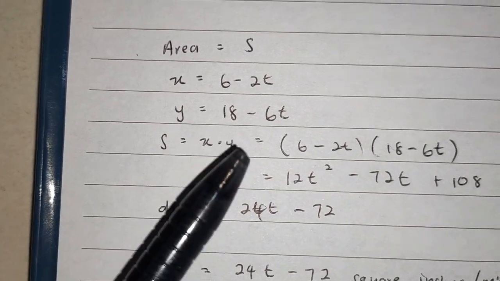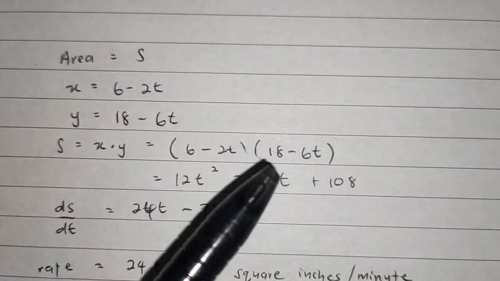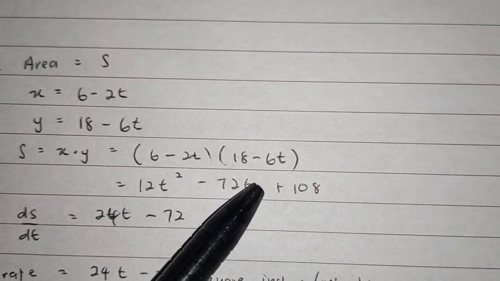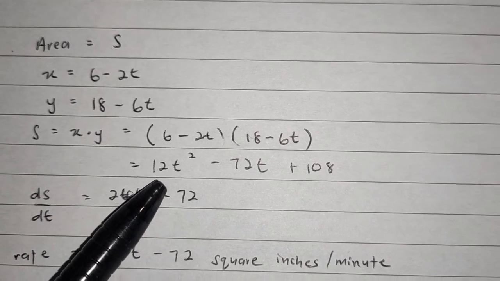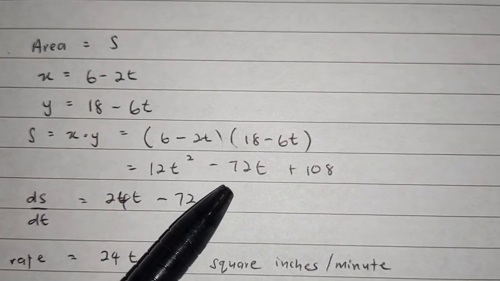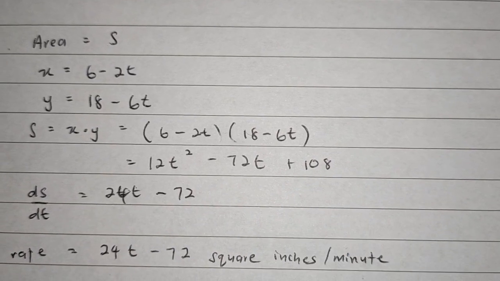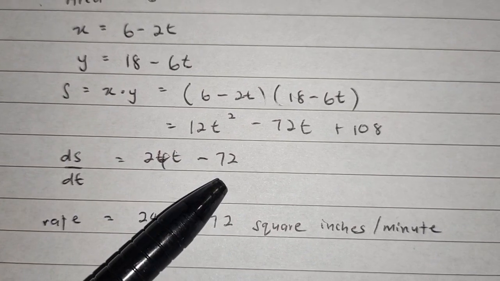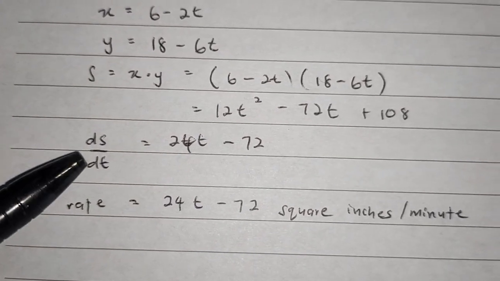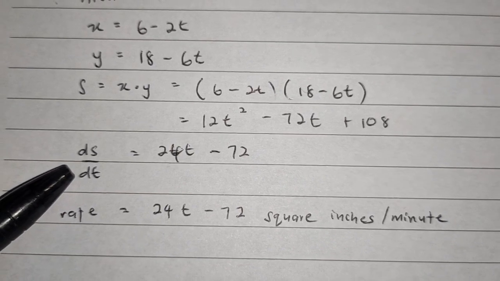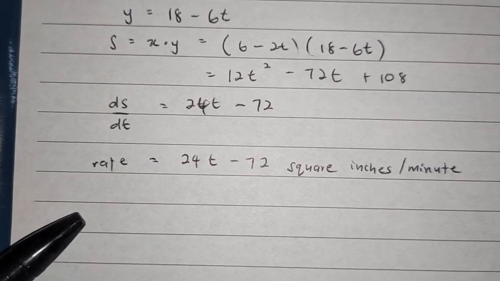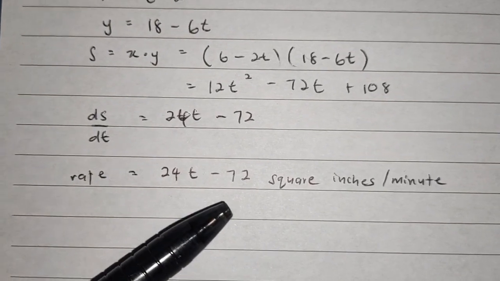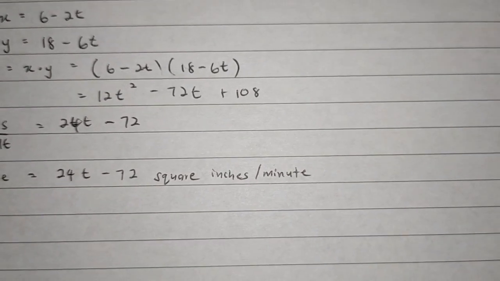So S equals x times y, and x is 6 minus 2t, while y is 18 minus 6t. So we can get this: 12t squared minus 72t plus 108. So we get 24t minus 72 if we differentiate, ds over dt. The rate of the enclosed area decreasing is actually 24t minus 72 square inches per minute.